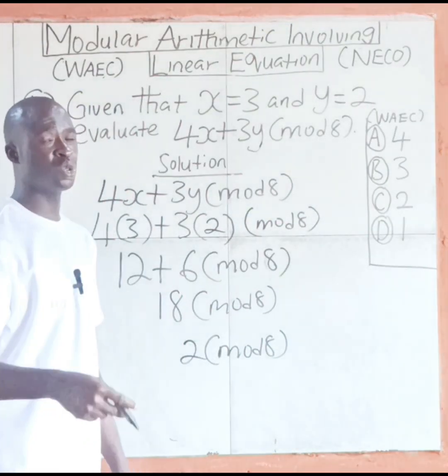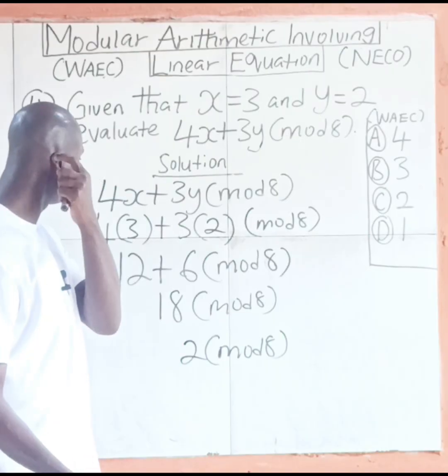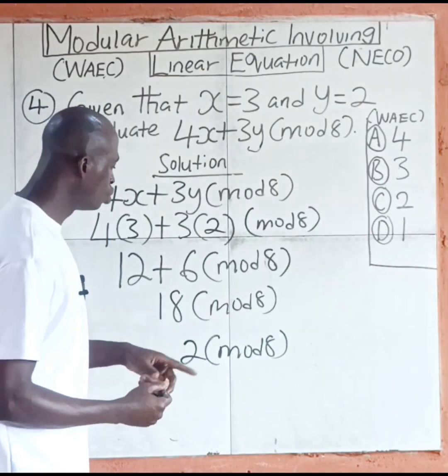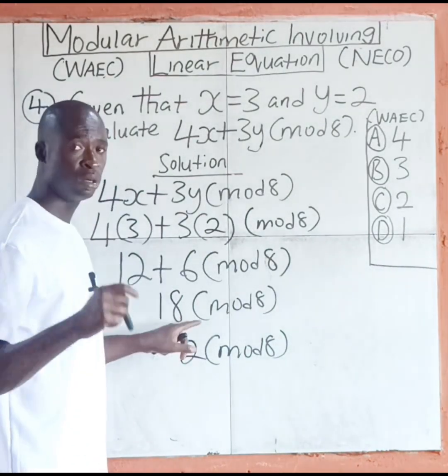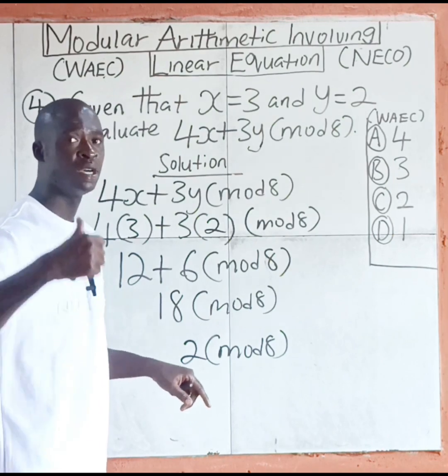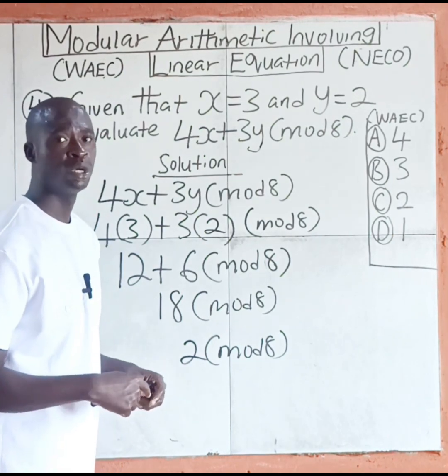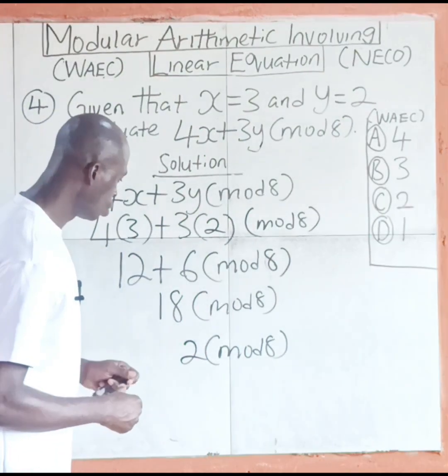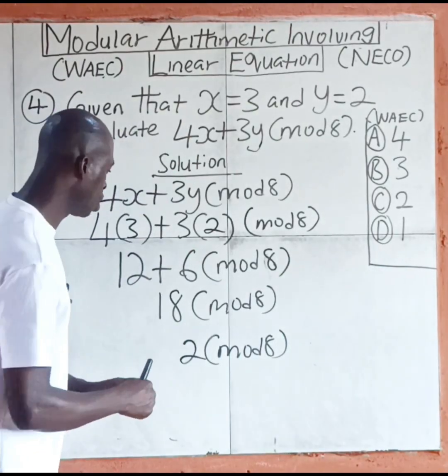Now let's also assume the question is not an objective question. You can decide to do simplification of modular arithmetic. I taught you how to simplify. You can check the previous video in the discussion session. So that's it. And this becomes the solution to our question.